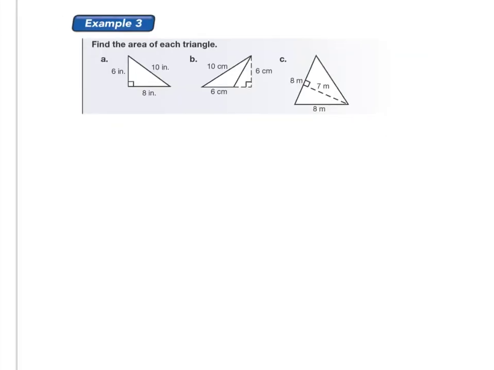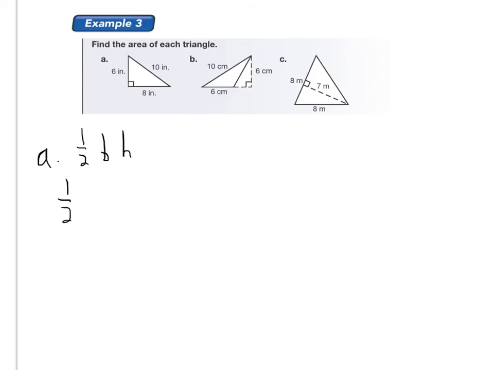Alright, so here we want to find the area of each triangle. So for letter A, again, I'm going to write down my formula. It's 1/2 times the base times the height. Some of you like using base times height divided by 2, which is the same thing. Well, in this case, I got to remember my base and my height have got to form a 90-degree angle. So in this case, my base and my height are right here. These are the two sides that form the 90 degrees. So I'm going to plug these in.